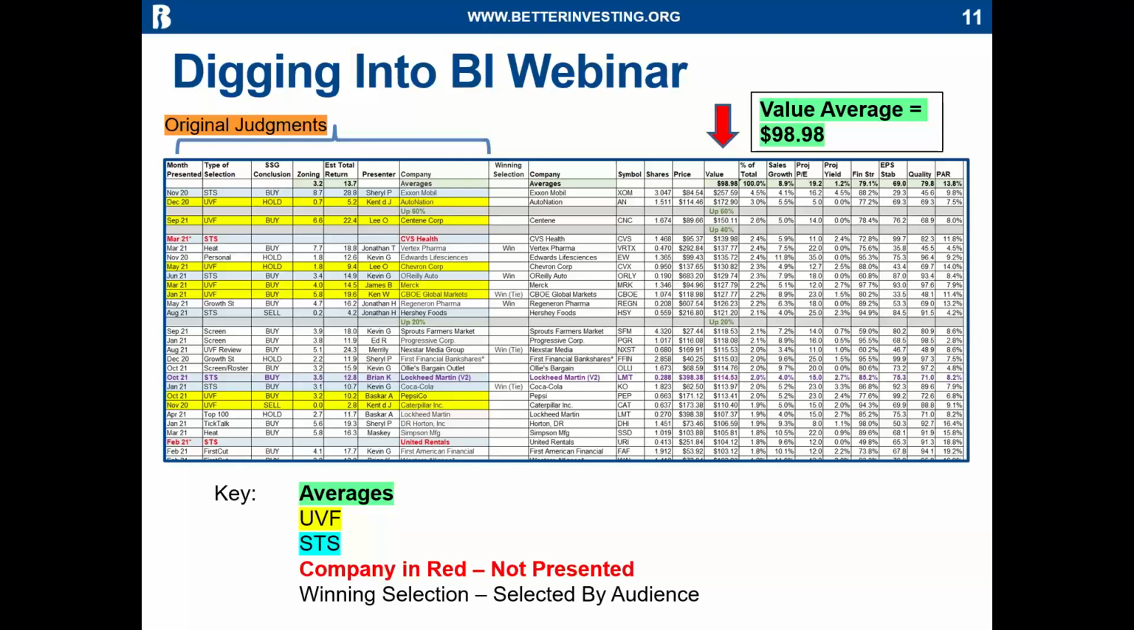The one thing I wanted to point out is where it has a value average of $98.98, and everything is sorted on that red column, which is the value. That's the average of all the stocks we've looked at through December 2021, which means if we started at 100, we're only down 1.2% from when we initially did this. With all the things that are going bad in the market, collectively we haven't been that far off.